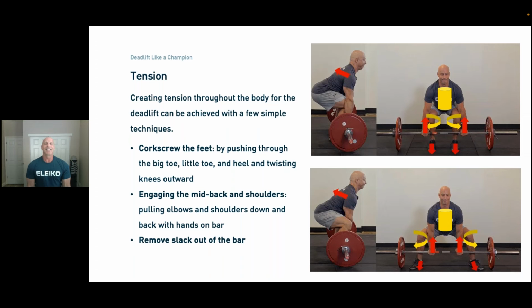Then when you take the slack out of the bar, just create slight tension in pulling up on the bar. If you're competing, do not lift the bar off the ground, because that'll be a failed lift. All you want is a little click where you just get the slack out of the bar. Now you're tight, and then the last thing you're going to do is bracing. And the bracing has multiple components to it.